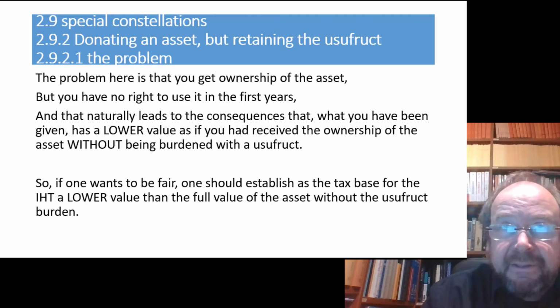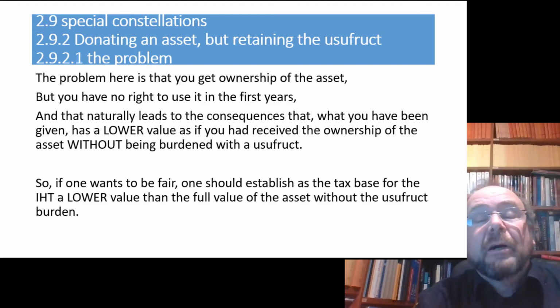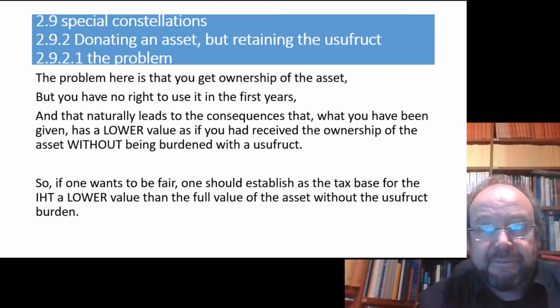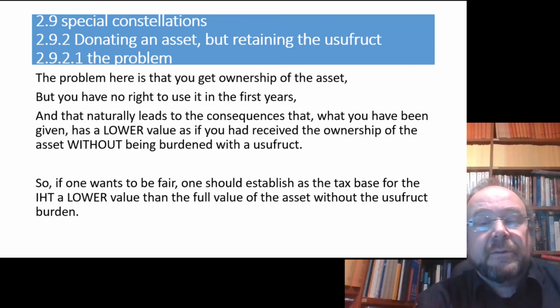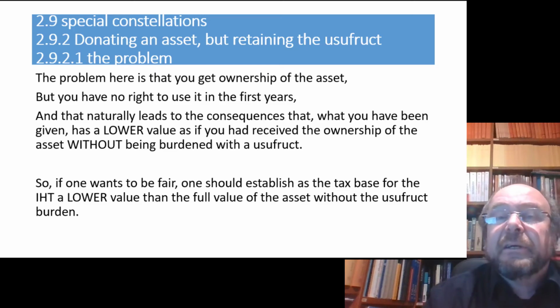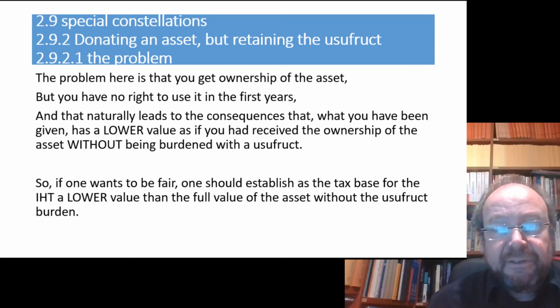because the market value of a thing which you can use naturally reflects the revenue or the income which can be produced and achieved by that asset. And now a huge part of that income, the income of the first years, or the usage of the first years, is blocked for you. So what you got has a lower market value. So if one wants to be fair, you should establish a tax base for the inheritance tax based on a lower value than the full value of that asset without that limitation in usage.